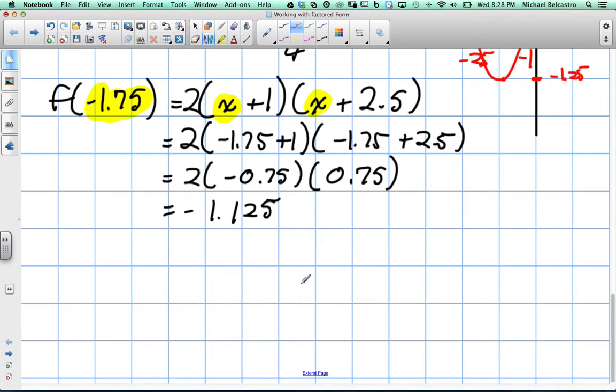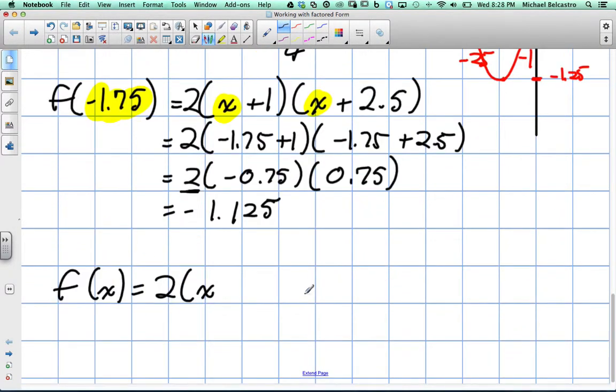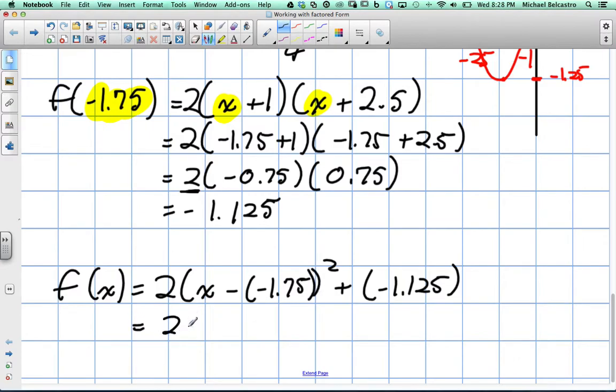And if you recall, I'm just going to show you one extra step we usually don't do. I can put this in vertex form really simply. The a value is the same as above, so it's still our 2. The x value of our vertex is our h, right? So if the x value of our vertex is -1.75, I go minus -1.75 squared. And the y value of our vertex is our k, and it's -1.125. And I'll simplify our brackets in here. So the vertex form would be 2 times x plus 1.75 squared minus 1.125.